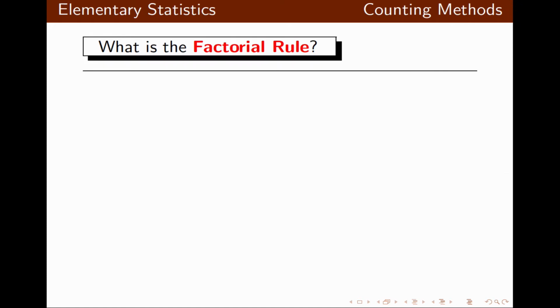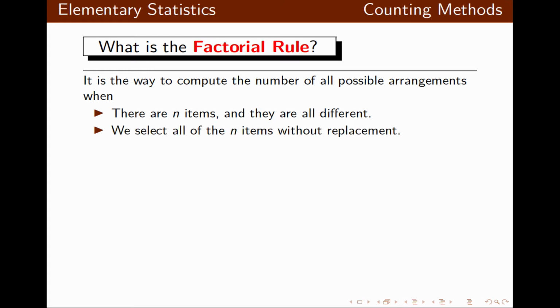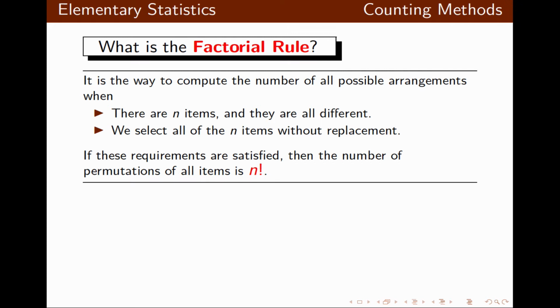What is the factorial rule? It's the way to compute the number of possible arrangements when there are n items and they're all different. We select all of the n items without replacement. Once these conditions are satisfied, the number of permutations will be n factorial.